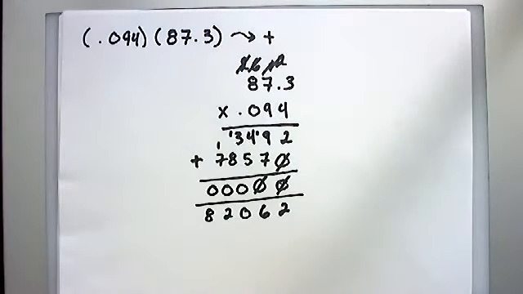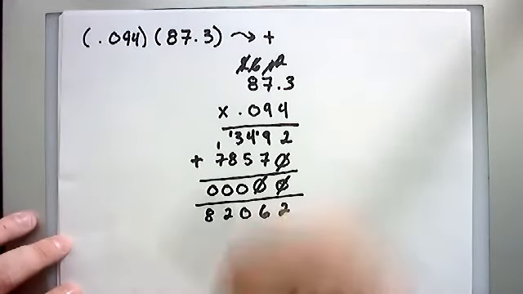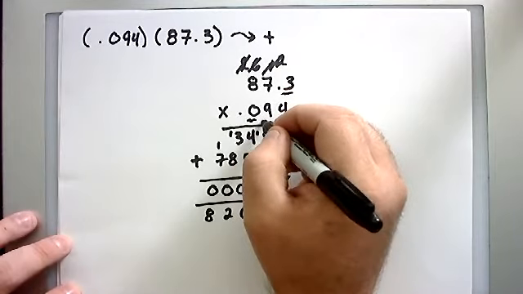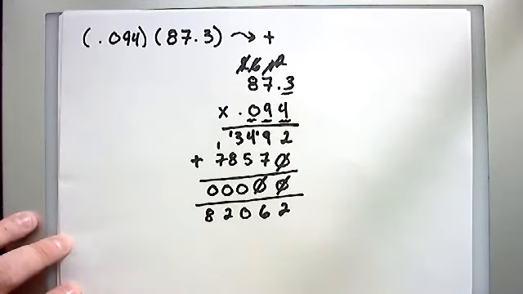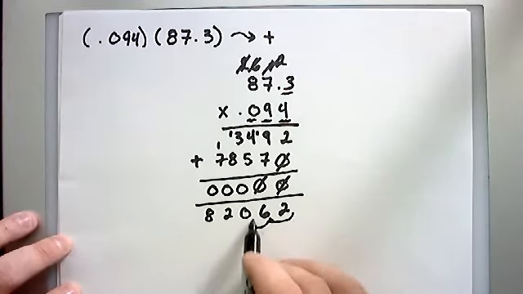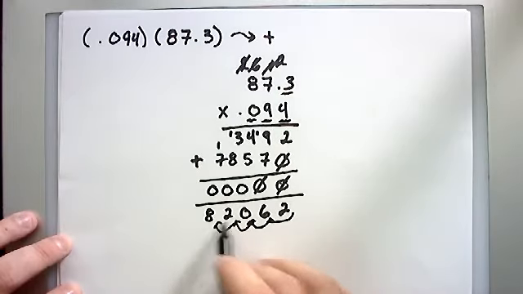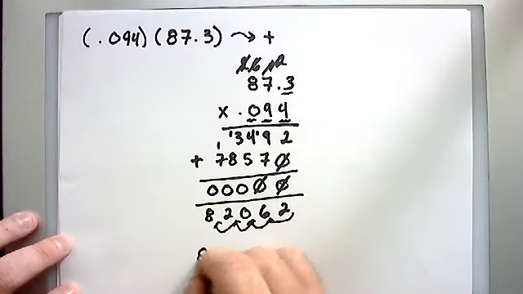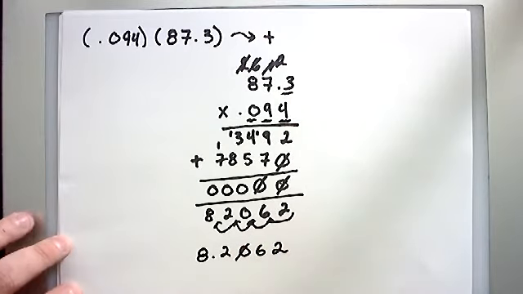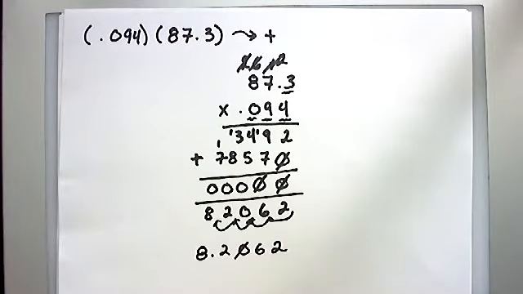The question is, where does the decimal go? We'll go back to the beginning of the problem and again, count the total number of places behind the decimal. We had 1, 2, 3, 4. So in this problem, there were 4 places behind the decimal. So in our answer, there should be from right to left, 1, 2, 3, 4 places. So our number will be 8.2062. Take a minute, make sure that makes sense to you.